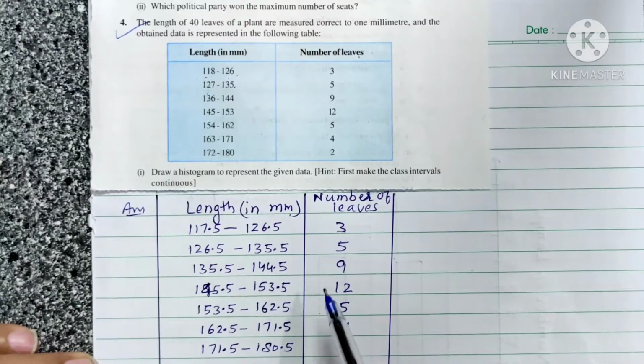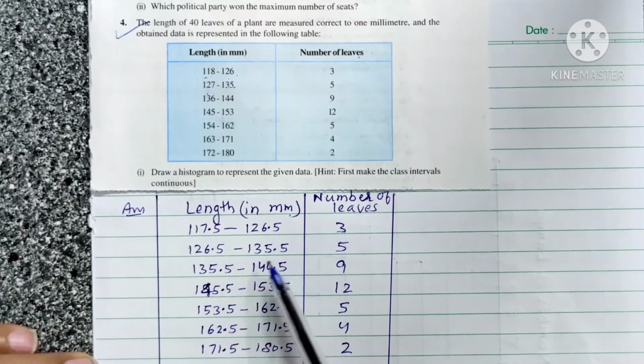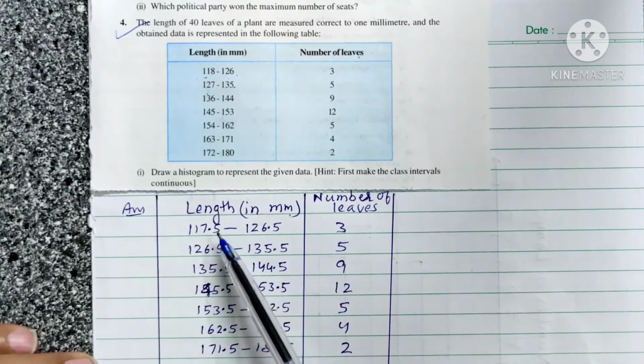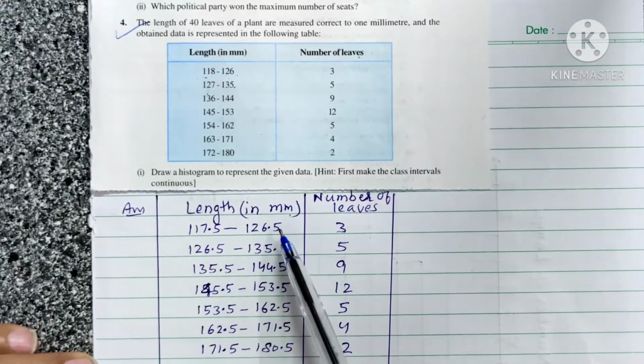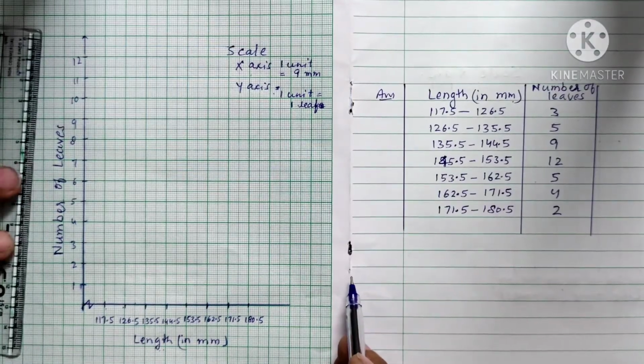So now what we have done is, in the question the class interval was not continuous, so we have made the table in which the class interval is continuous by subtracting 0.5 from the lower limit and adding 0.5 to the upper limit. Now we'll draw the histogram.